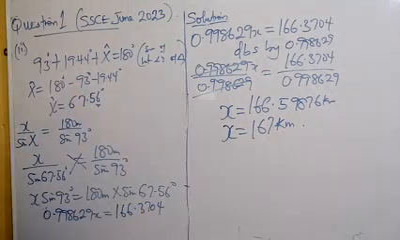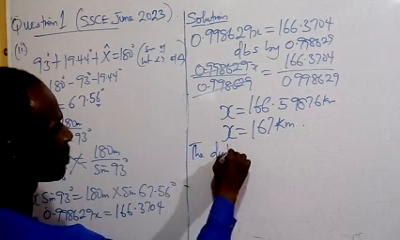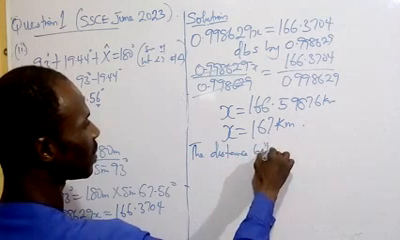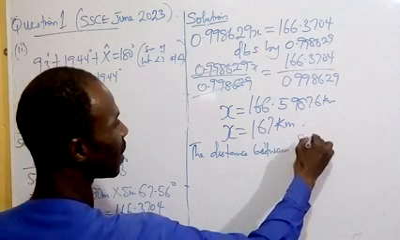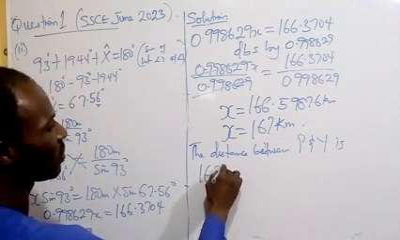All right, the distance between P and Y is 167 kilometers.